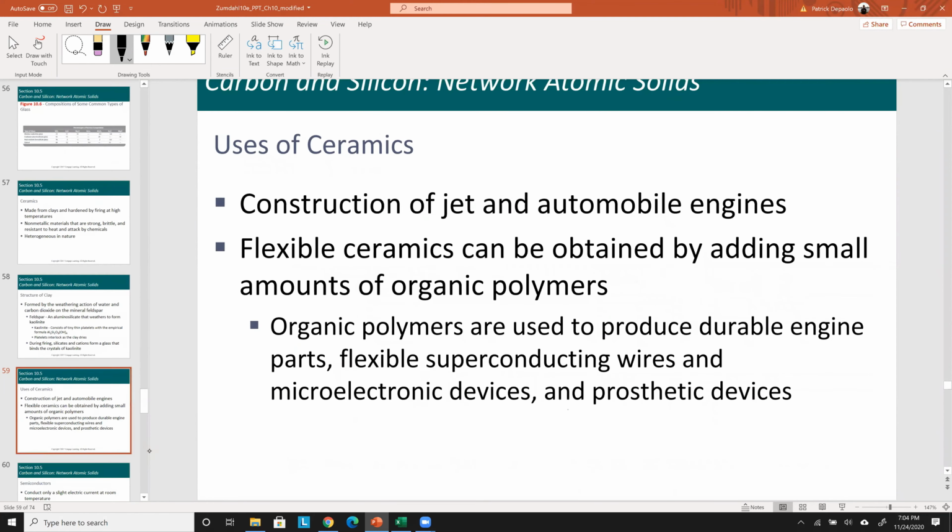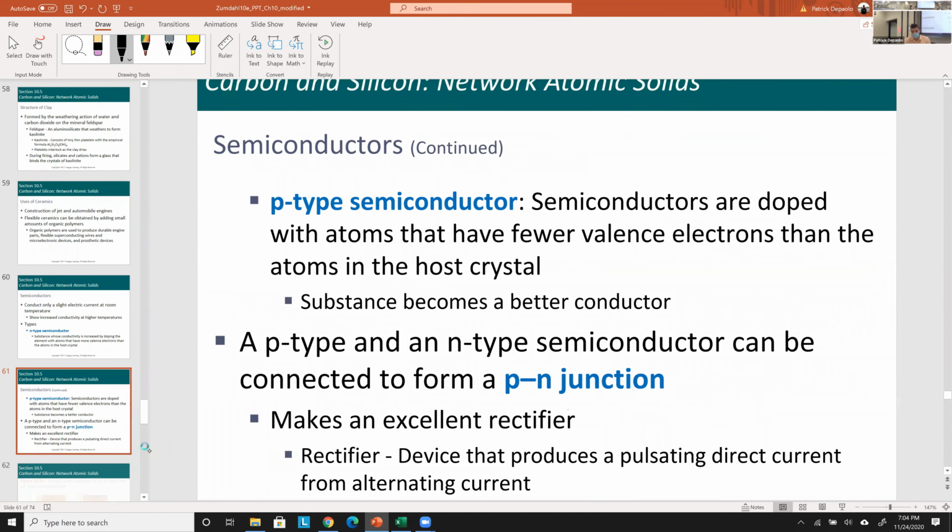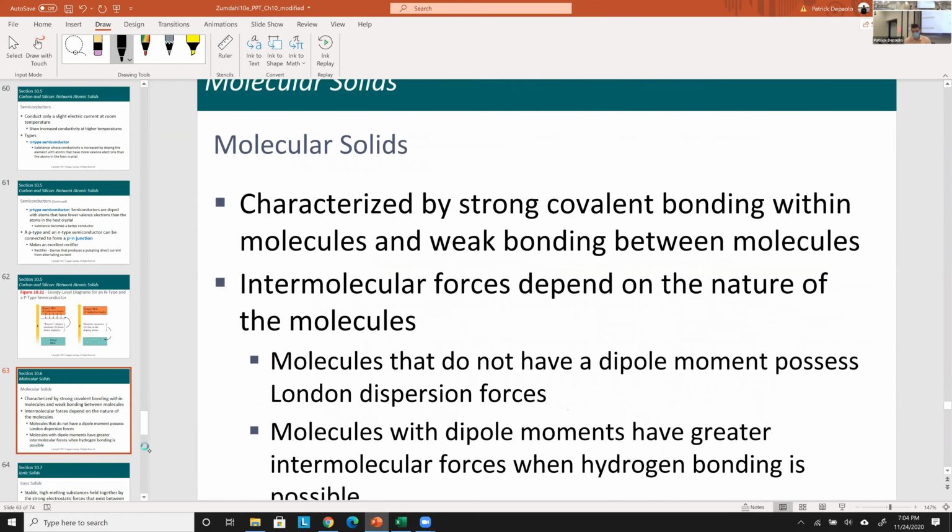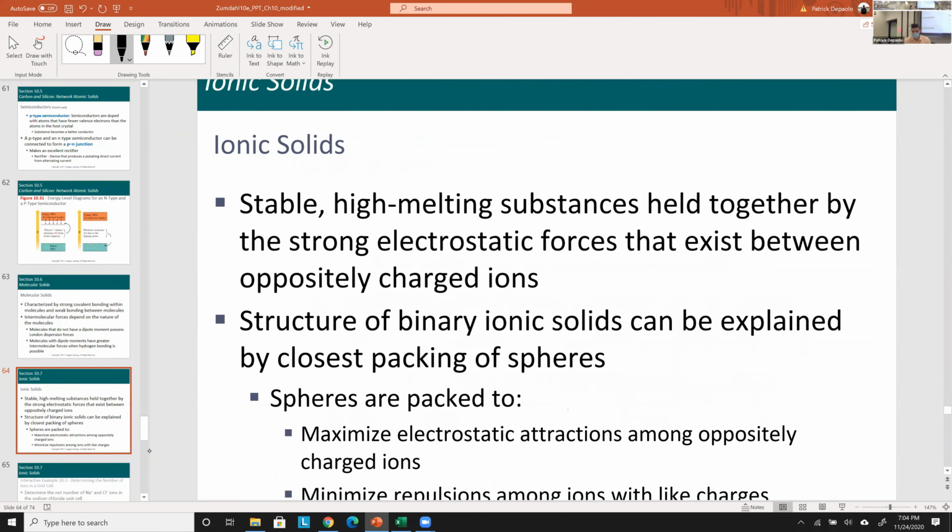Ceramics, we're not going to really cover any of that. Semiconductors, different types of semiconductors. A lot of this stuff is just beyond the scope of the course, but it's there.